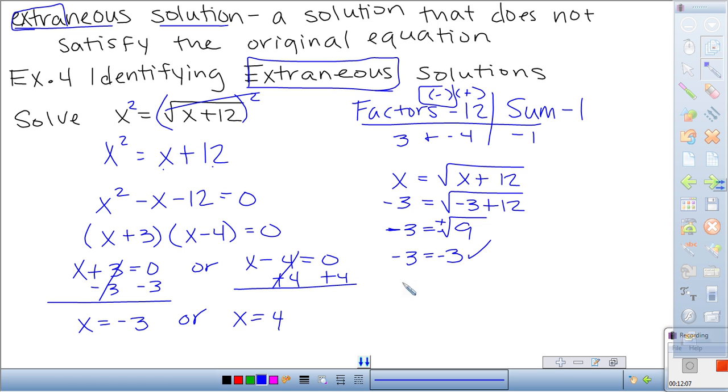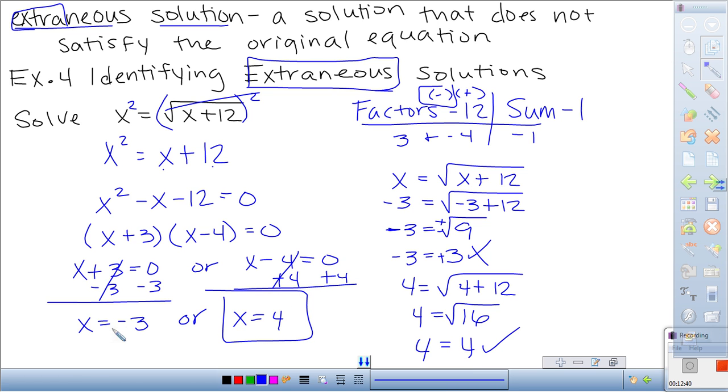Let's check 4. So I have 4 equals the square root of 4 plus 12. 4 equals the square root of 16. So 4 equals 4. So 4 works. And really, if we look back at negative 3, the original, the square root of 9, the original solution would just be simply a positive 3. So it actually doesn't work. And that means 4 is the only one that does work. So x equals 4 is our answer, and negative 3 doesn't work.